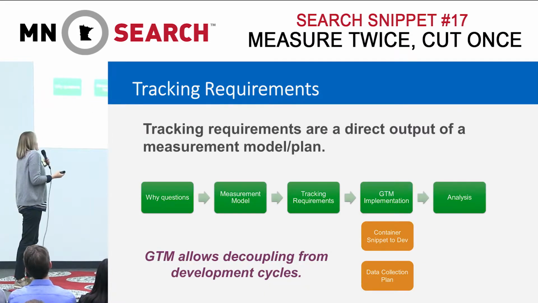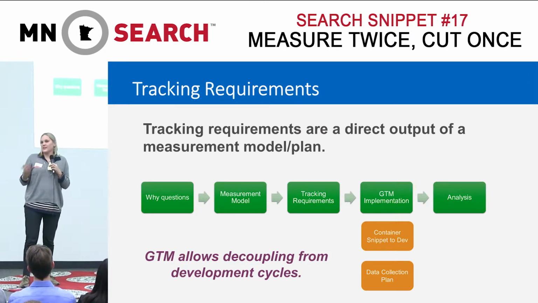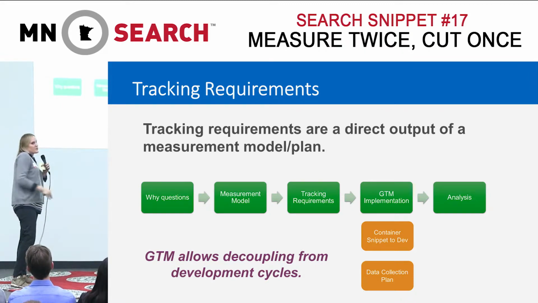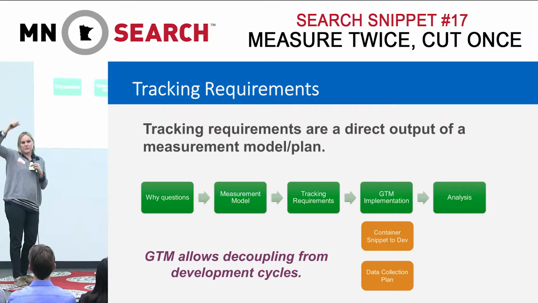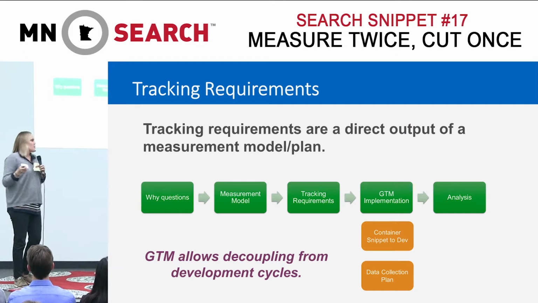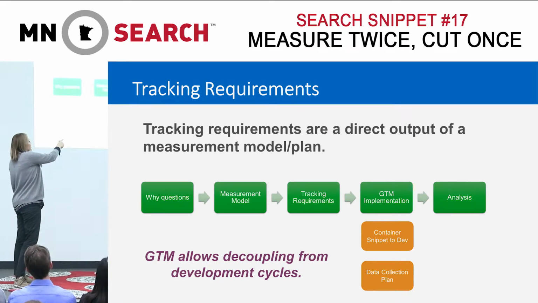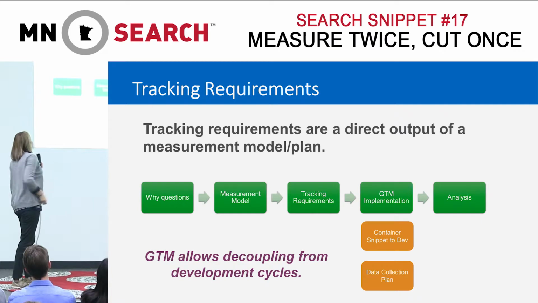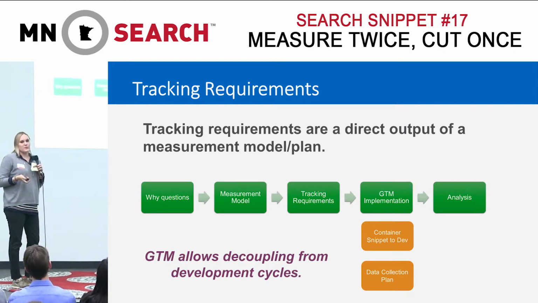What does the process look like? We're asking our why questions, we get our measurement model, that feeds into tracking requirements, we do a GTM implementation. What's really exciting about GTM, and I love developers, I was one, I still am sometimes, is that we get to decouple from them. No longer are we having these long scripts of, here, event track every single one of these things, JavaScript, every single element on your page. We send that container snippet to dev, and we're starting our data collection plan. All the while, we're getting ready for how we are going to analyze that, coming back to the measurement model. So it really allows us to be a little bit more efficient.